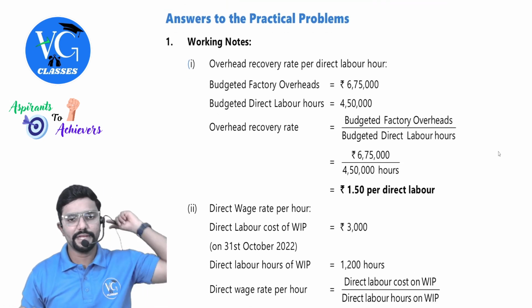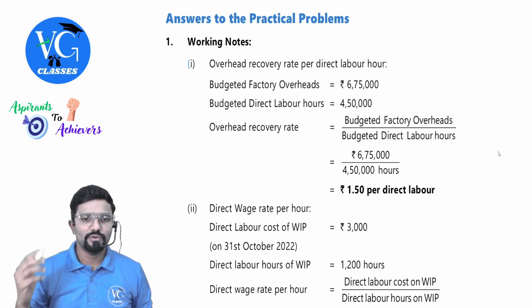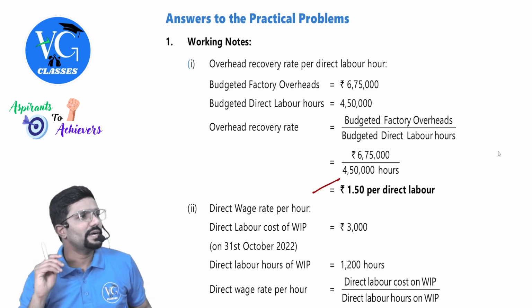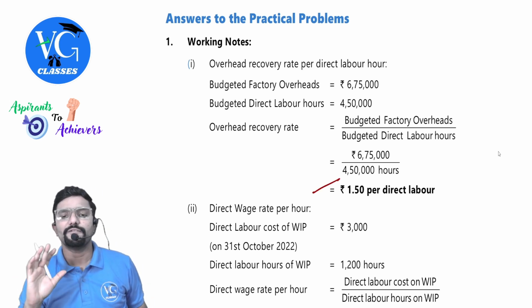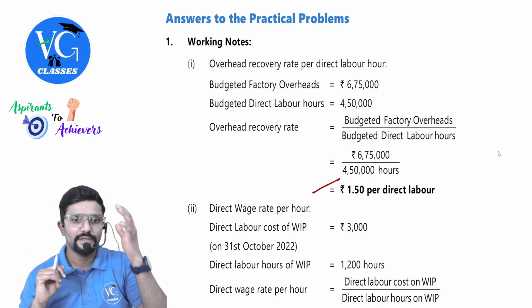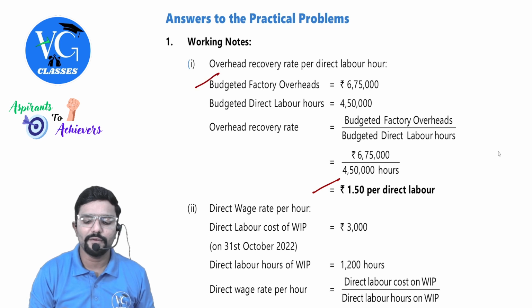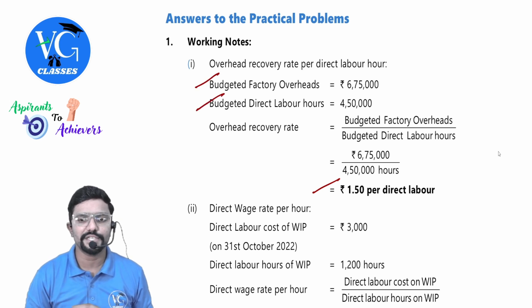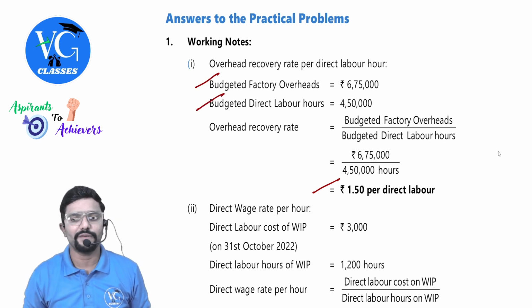So first, working notes. So much they have written. So simple. The overhead absorption rate is what? 1.5 per direct labor hour. So how have they calculated it? Budgeted factory overhead and budgeted direct labor hours, divide one by the other, and you will get 1.5.